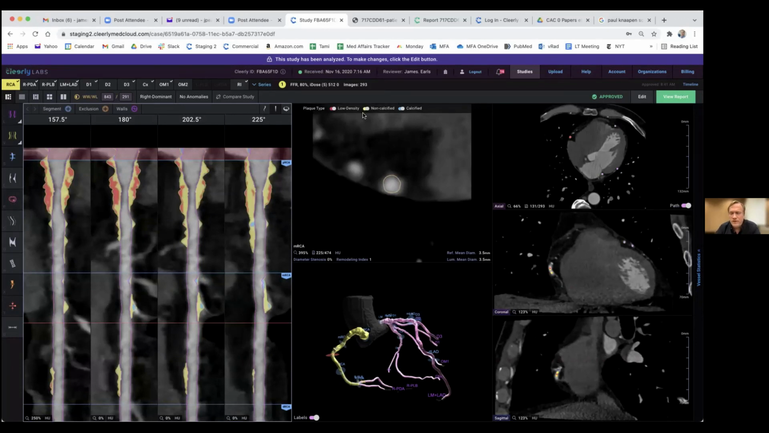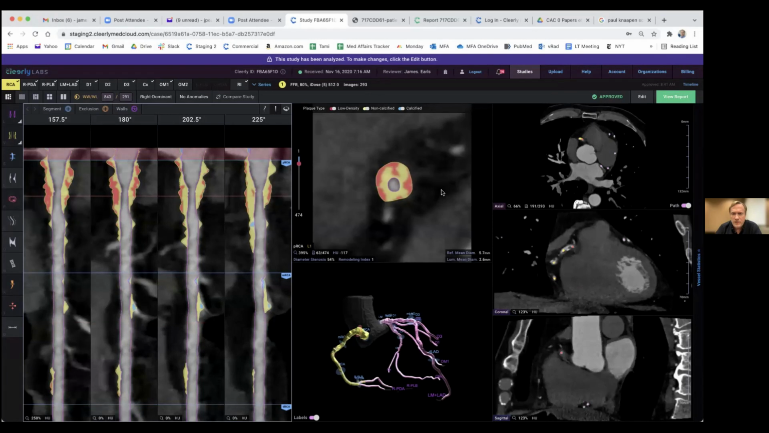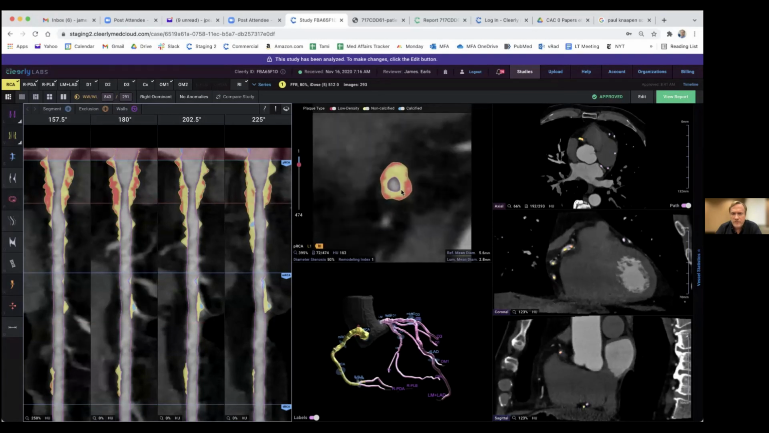So our convention at Clearly is that when we color code plaques, blue plaques, as you see down here, are calcified plaques. Yellow are either fibro or fibrofatty plaques, so they're the standard non-calcified plaque, but red is the lowest attenuation plaque that really, in terms of the patient, connotes the highest risk.